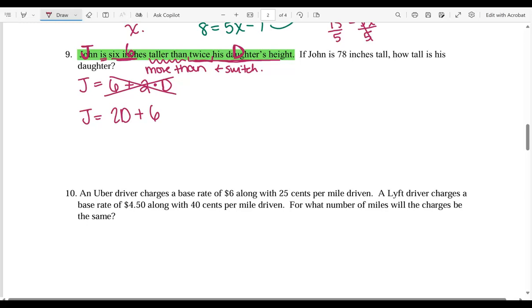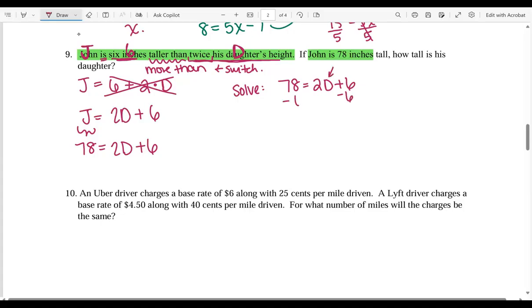Now the problem here is that I've got 2 letters. I have 2 placeholders. Thankfully, they tell me that John is 78 inches tall. So John can be replaced with 78 equals 2D plus 6. And now I am set to solve. In order to get the daughter by herself, first thing I'm going to do is subtract 6 to the other side, giving me 72 equals 2D.